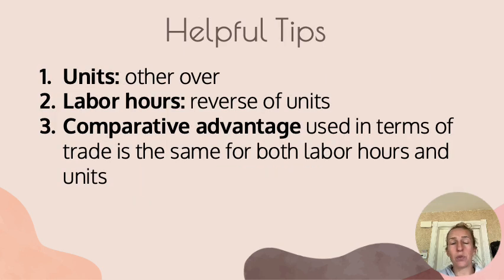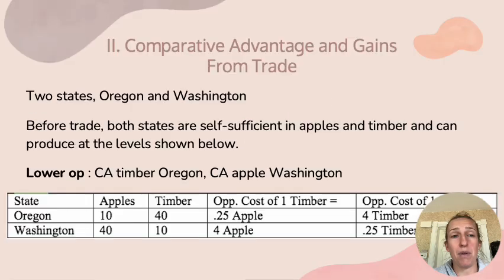So some tips, when we're looking at units for comparative and absolute advantage, think the term other over. Like I said, that is going to make sense momentarily. For labor hours, it's going to be the reverse because the least amount of time it takes is going to be better. So that is going to be the reverse of units. And then comparative advantage means that the terms of trade needs to make sense for both parties before those different trades can be made. So now we're going to go through an example of what this looks like.